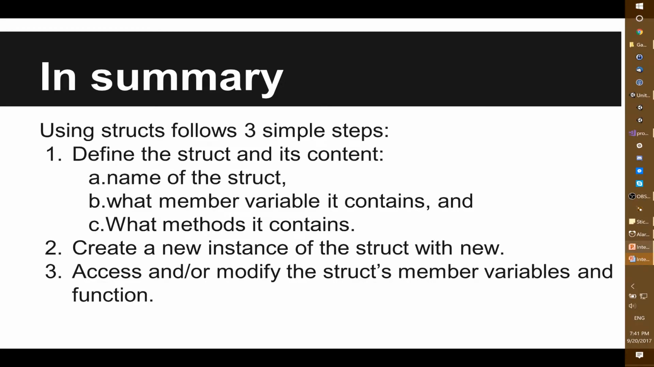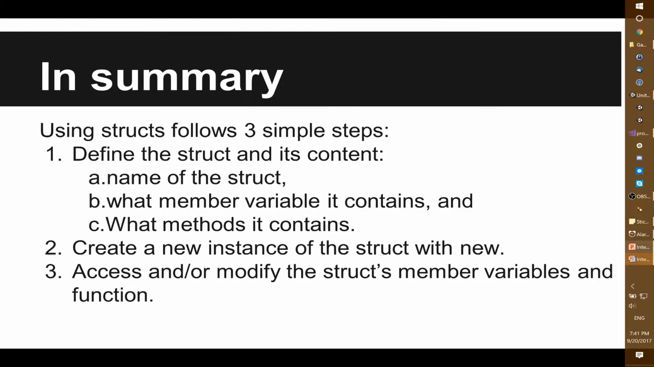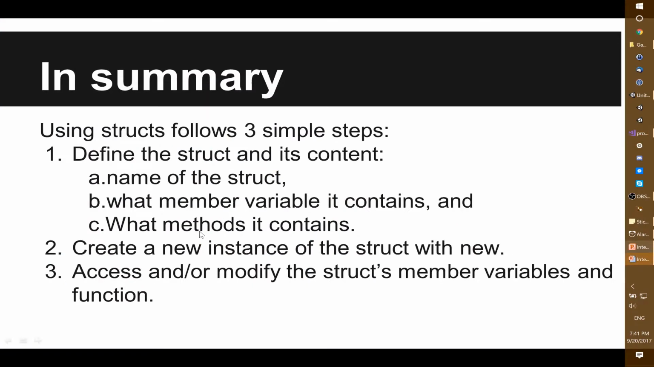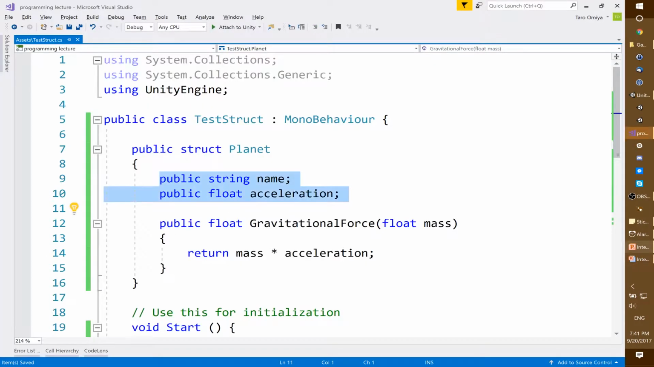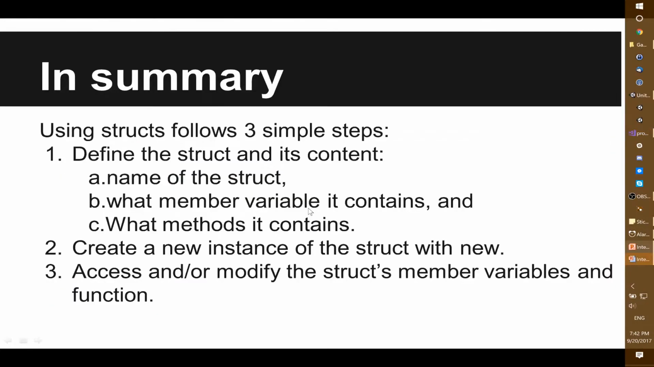So in summary, using a struct is very simple. First, you need to define the struct itself. What the name is, we called it planet right here. What member variables it contains, in this case we called it name and acceleration. What methods it contains, which in this case we called it a gravitational force. You can obviously add as many as you like. Same applies for member variables.